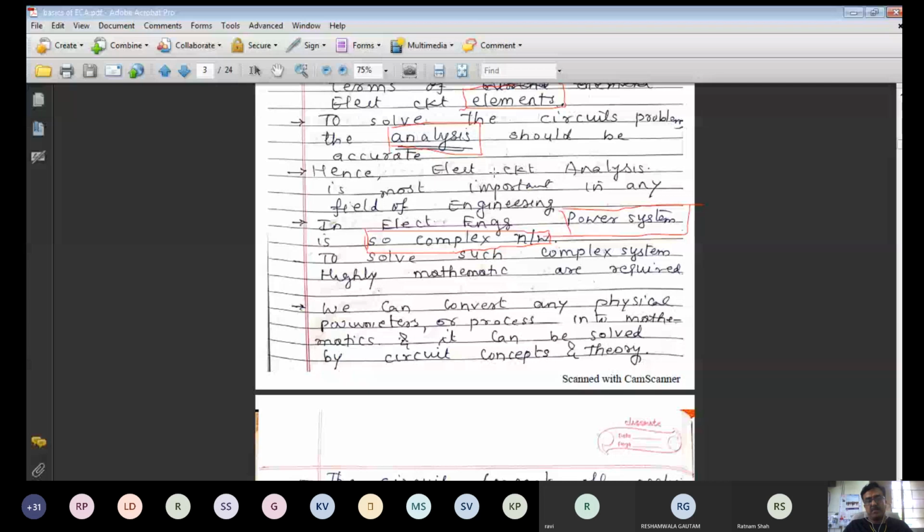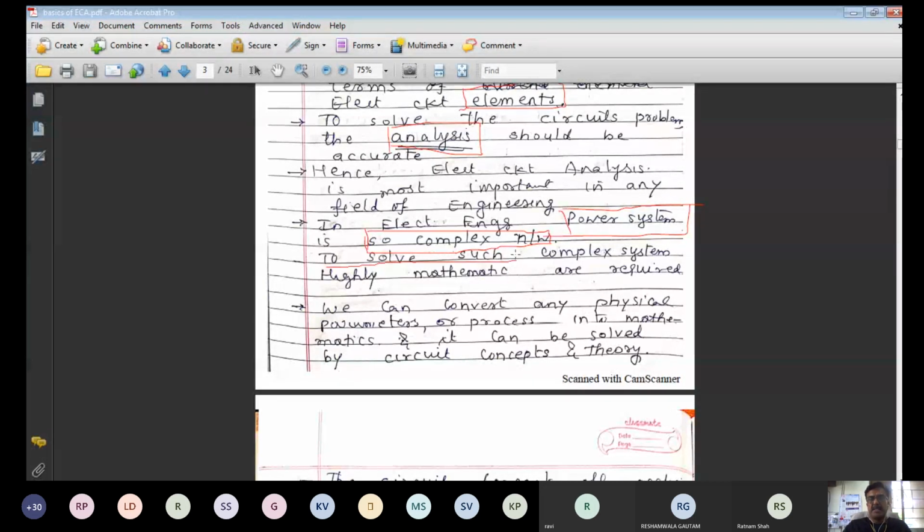In the power system, suppose we take a simple area, our LD Engineering College. In LD Engineering College, a number of circuits are there, a number of fans, lights and motors are connected, and a number of generators are used as standby devices. All these are connected with the electrical power system, and our LD is connected to the Torrent Power. So the circuit is complex in nature.